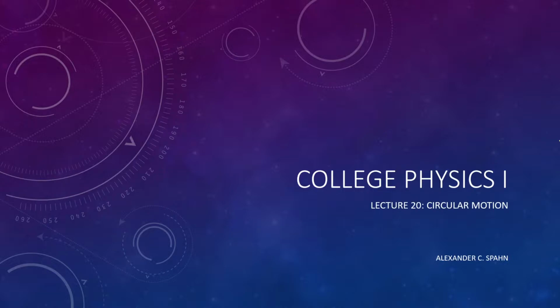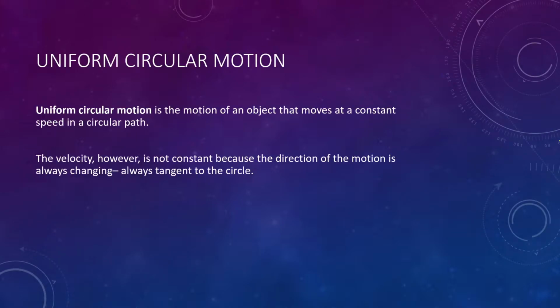To begin, let's make a general statement about what type of motion we're really looking at. We're going to be assuming we are under uniform circular motion throughout our problems. And what that means is an object is moving in a circular path, but by saying uniform, we're stating that it's doing so at a constant speed. So uniform circular motion is the motion of an object at a constant speed in a circular path.